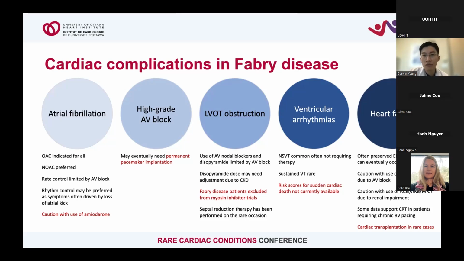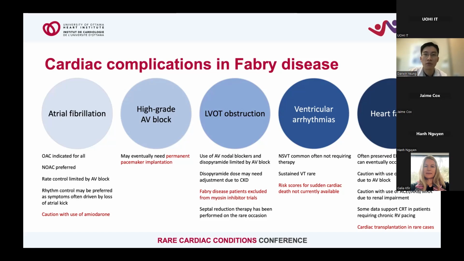In terms of ventricular arrhythmias, non-sustained VT is common, but often does not require therapy, and sustained VT is rare. Compared to HCM, we don't have validated risk scores for sudden cardiac death risk stratification currently available. And of course, it's made more challenging by the fact that this is a rare condition with fewer patients to study. Patients with Fabry disease also ultimately develop issues with heart failure.